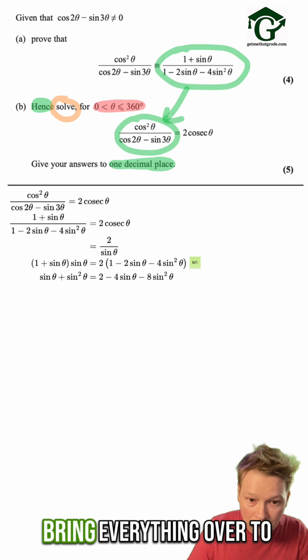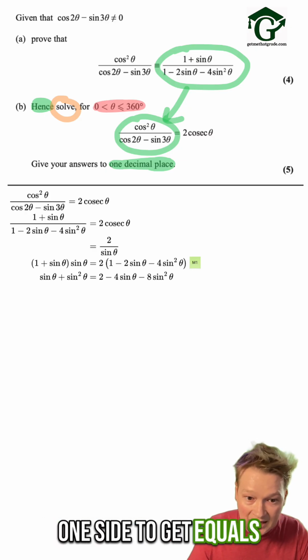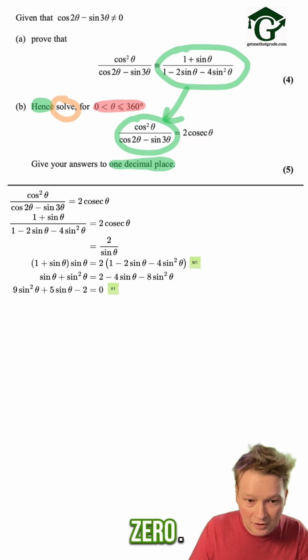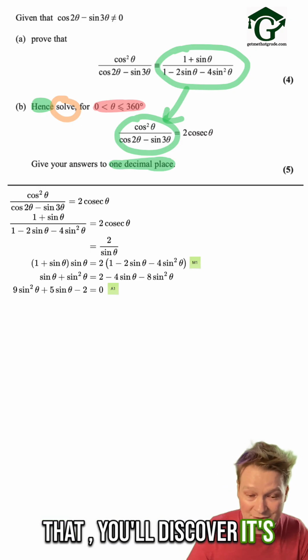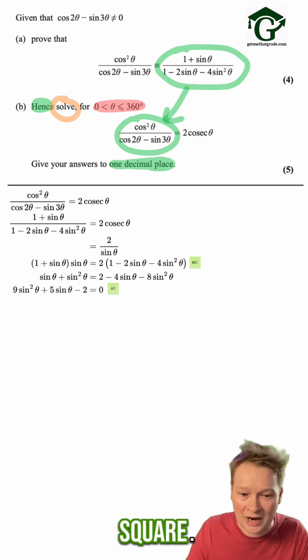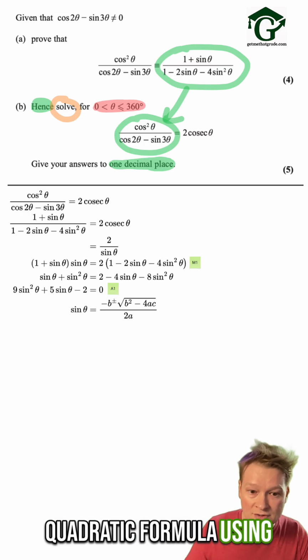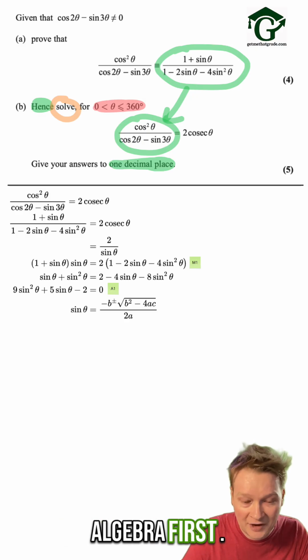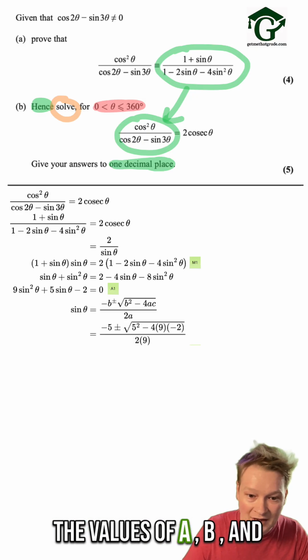And if we bring everything over to one side to get equals 0, we'll have 9 sine squared plus 5 sine minus 2 equals 0. If you try to factorize that, you'll discover it's not possible. In fact, we have to use the quadratic formula here, or I suppose you can complete the square. So let's quote the quadratic formula using algebra. Edexcel say that if you use a formula, you should quote it using algebra first. Then we'll substitute in the values of A, B, and C.